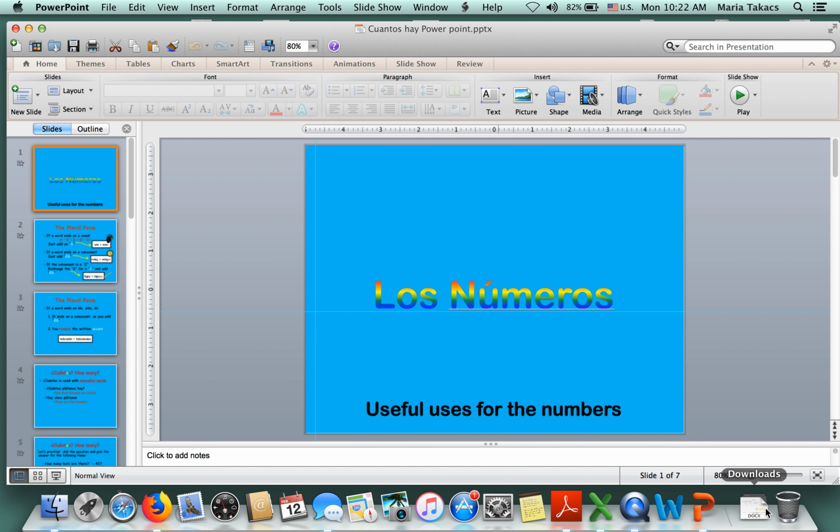Vamos a hablar de los números y el concepto de cuántos y cuántas. We're going to speak about numbers and the concept, how many are there, and there are, and then the numbers. This is another way that we can use numbers that we learn. So let's start our slideshow.